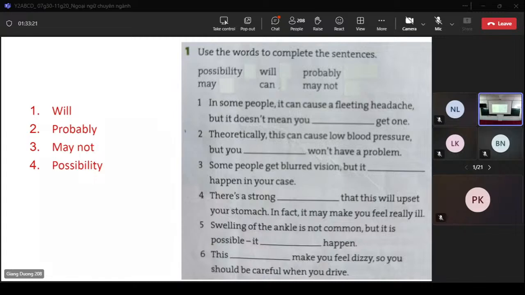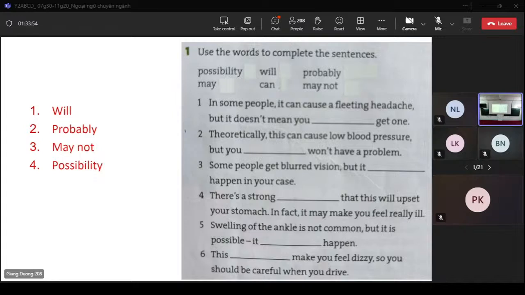Upset your stomach. Upset here is a verb. Upset your stomach means you've got irritation in your stomach. You feel unwell with your stomach. Khó chịu trong bao tử ha. 5. Swelling of the ankle is not common. Swelling is a noun and swollen is an adjective, means become bigger than normal. Swelling, sưng lên.